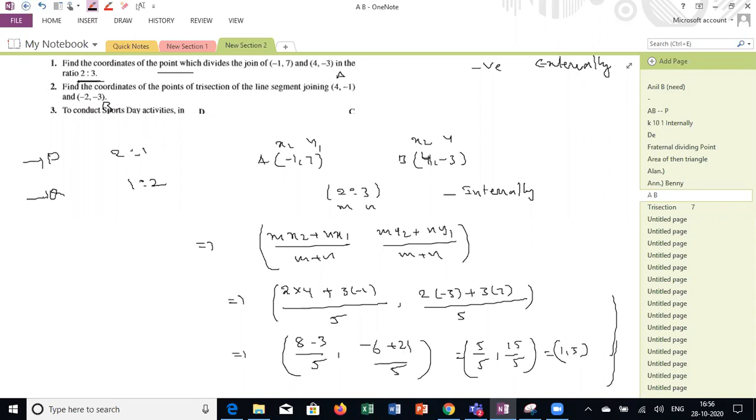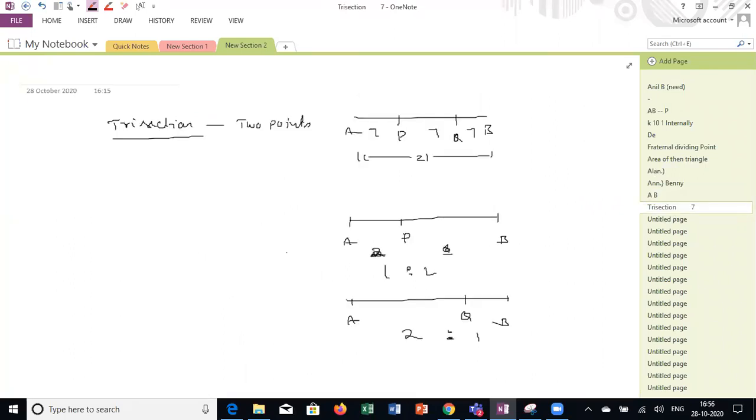Guys, is it clear how to do that question? Yes, sir. Right? Trisection means divided points, like what I showed in the diagram. So assume P is dividing in a 1:2 ratio and Q is dividing in a 2:1 ratio. Find the P and Q points.